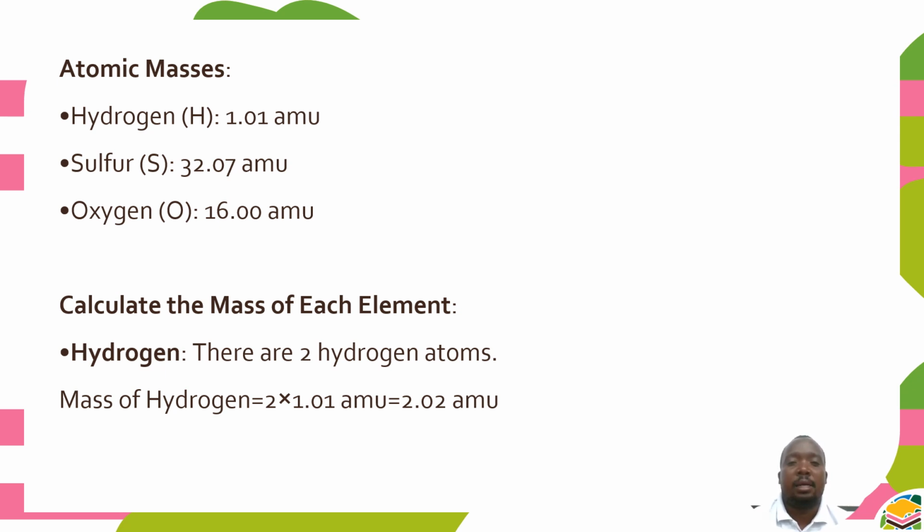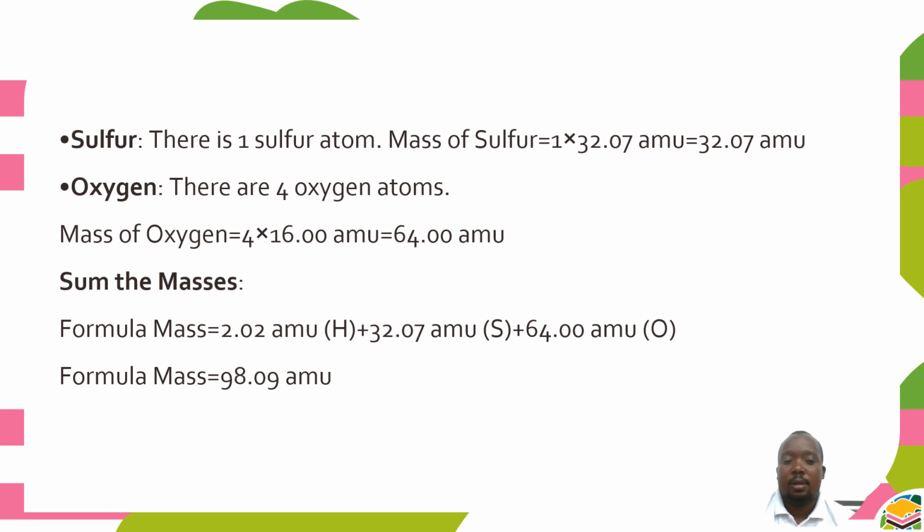From there, calculate the mass of each element. So for hydrogen, there are 2 hydrogen atoms. Mass of hydrogen, that is 2 times 1.01 AMU, which is 2.02 AMU. Then sulfur, there is 1 sulfur atom, and the mass of sulfur is 1 atom times 32.07 AMU. Then you are getting the very same 32.07 AMU.